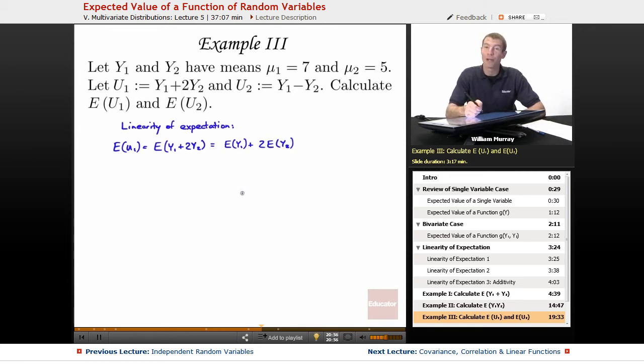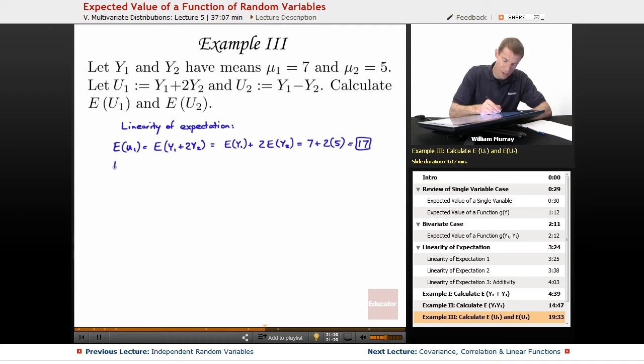And so now we can just plug in the means that we've been given. So the mean of y1 was 7, and the mean of y2 is 5. 7 plus, let's see, 7 plus 2 times 5 is 7 plus 10, so that's 17. I almost got tripped up on my arithmetic at the end there.